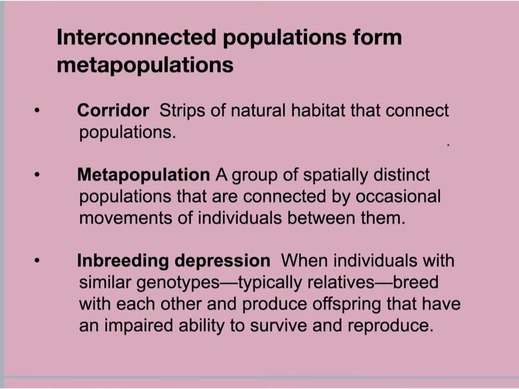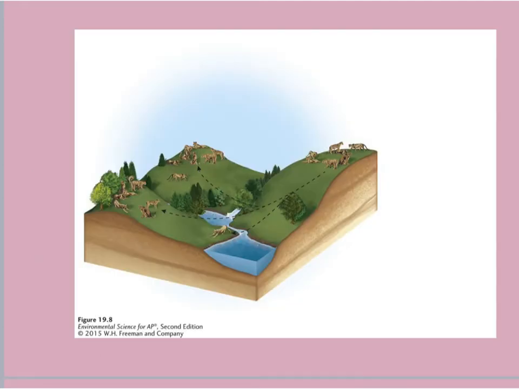They'll venture through the desert to get to the other one. And when that happens, interbreeding occurs. That's when individuals with a similar genotype, because of course they're all cougars, usually some sort of close relative, breed with each other and produce offspring that have some impaired ability to survive and reproduce. So here's an example of our metapopulation of cougars. This connectedness among the populations in this metapopulation is an important part of how the overall population of these cats exists.